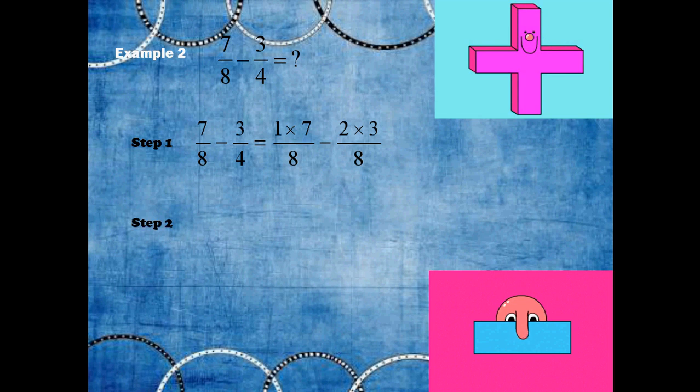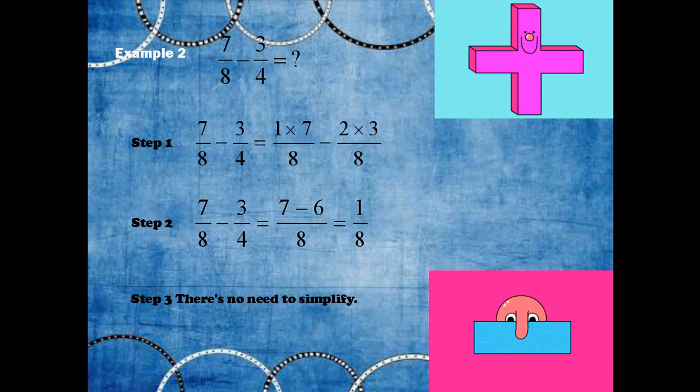Step 2, subtract the numerators. So 1 times 7 is 7, and then 2 times 3 is 6, which we call negative 6. And 7 minus 6 is equal to 1 over the denominator, which is 8. And then in step 3, there is no need to simplify.